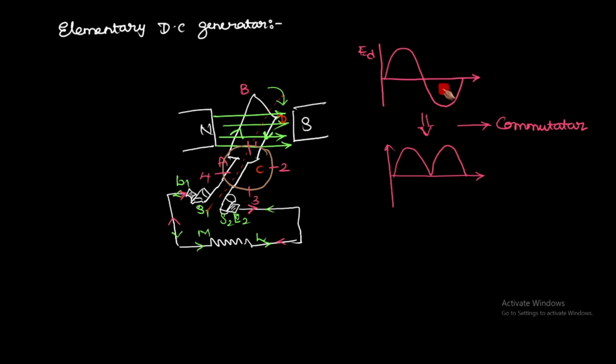To convert this waveform into unidirectional, even though you are using different slip rings and different brushes, you get it like this. So what we are doing is connecting a commutator. Let us understand the commutator, which is also one of the important questions. What is the function of the commutator? A commutator is a device which converts AC to DC.